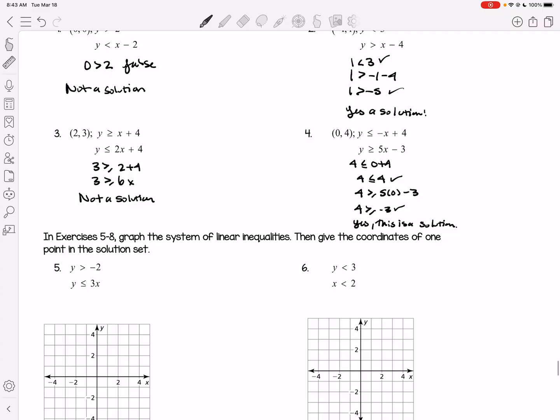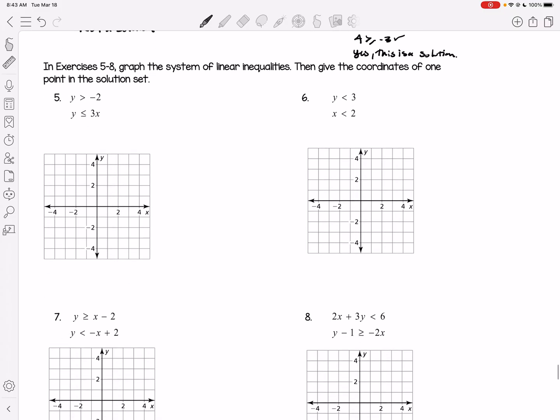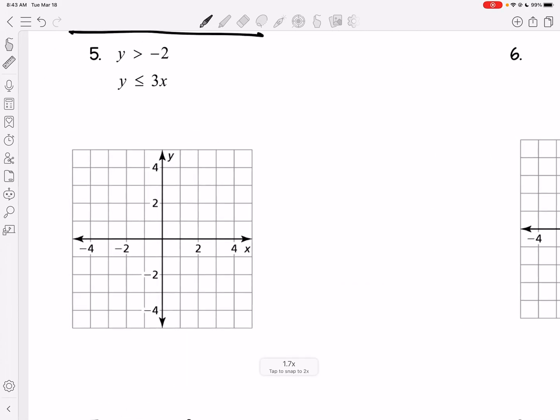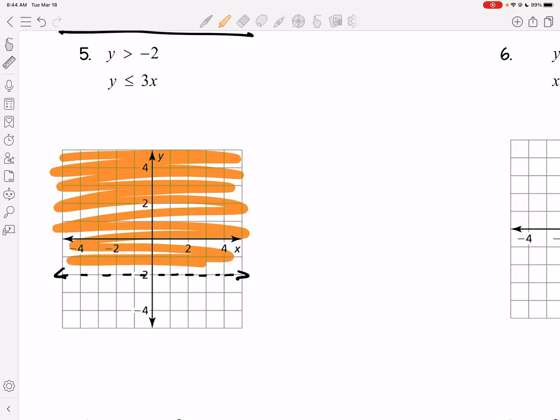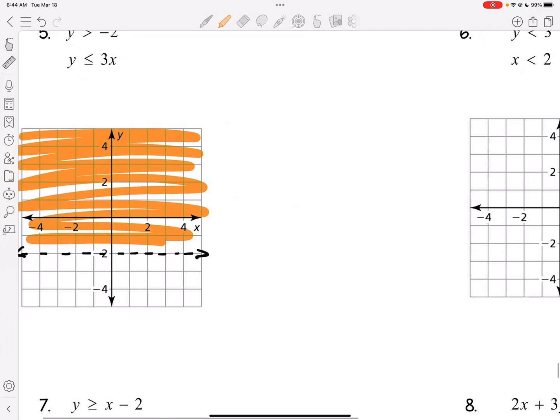Okay. Now, when we are just given the graphs like we are in 5 through 8, what it wants us to do is graph each of these inequalities, and then where both of them are highlighted in the same area, that'll give us a solution set, and then we want to find one point in that solution set. So if we're looking at this first one right here, we want to graph y is greater than negative 2, so I draw the horizontal line at negative 2, and it's everything bigger than that, so it's everything above like this, okay?